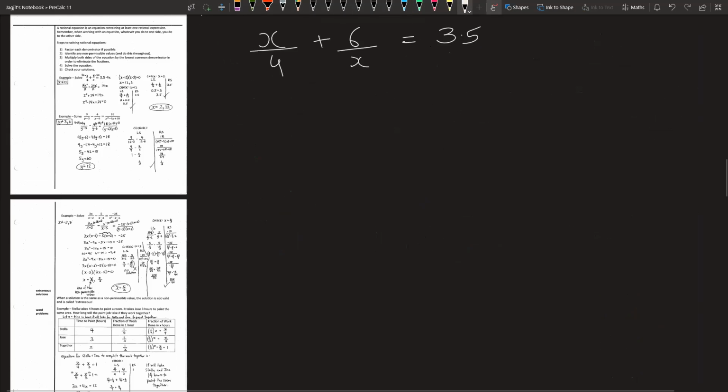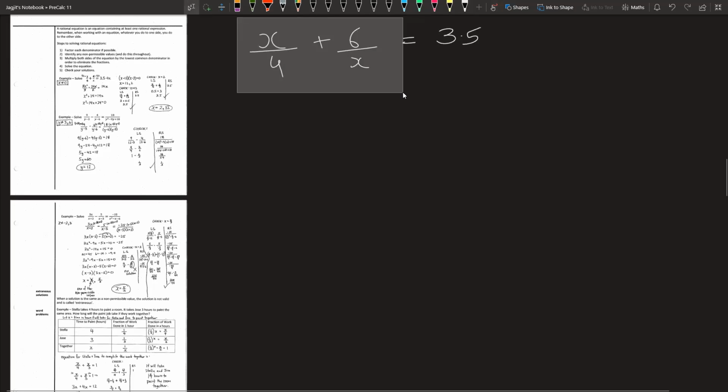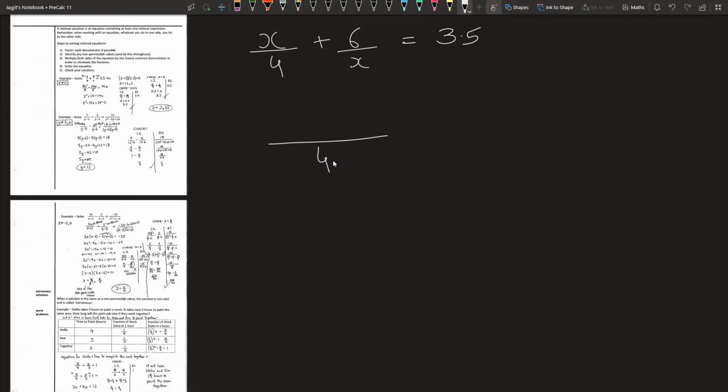Okay, again, guys, what I want you to do is I want you to just focus on the left-hand side. Forget about the number on the right-hand side. We need a common denominator. So what's the common denominator between 4 and x? That will just be 4x. Okay, so this term is missing x. So you would multiply this by x and multiply this by x.